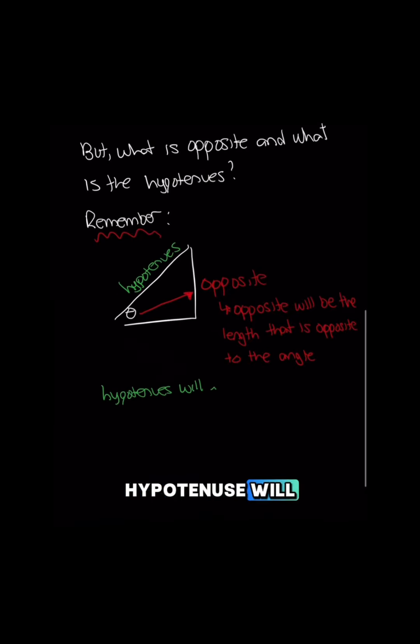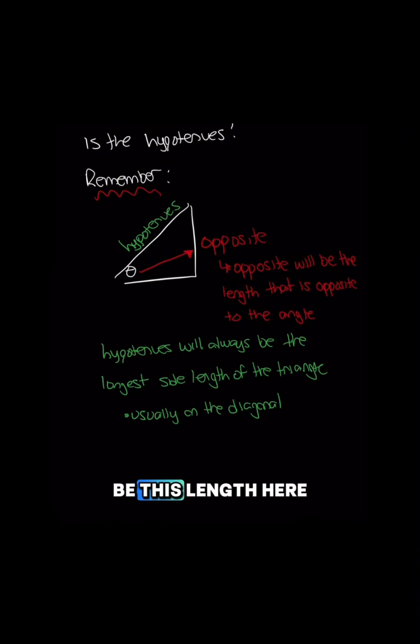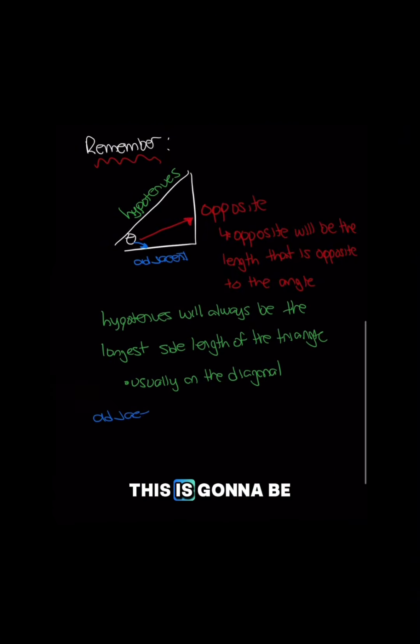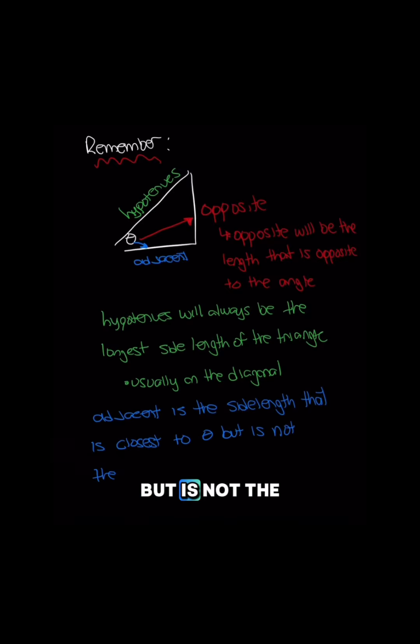And then hypotenuse will always be the longest side length of the triangle, usually on the diagonal. So it's going to be this length here. I want to know for adjacent, this is going to be using other trig identities, but adjacent is the side length closest to theta, but is not the hypotenuse.